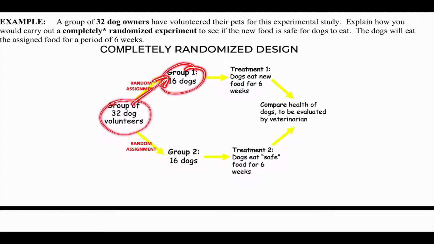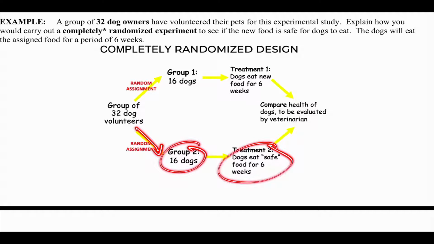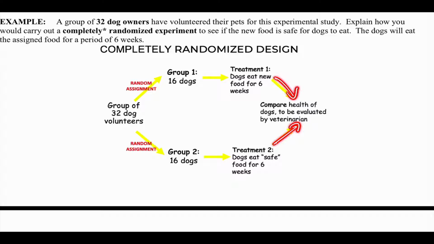One group will have about 16 dogs. They get the new food. They get the food they're testing. So they're the actual treatment group. Okay? The other dogs will get the food they've always been eating. Nothing different, right? At the end, they're going to check the health of the dog to be determined by a veterinarian. They want to see, are these dogs healthier than these dogs, or vice versa, or is there no difference, right? That's what they want to see.